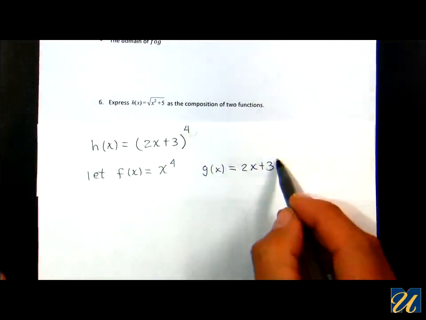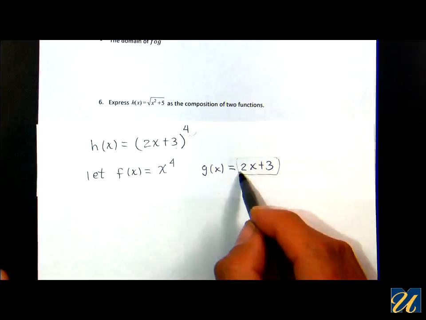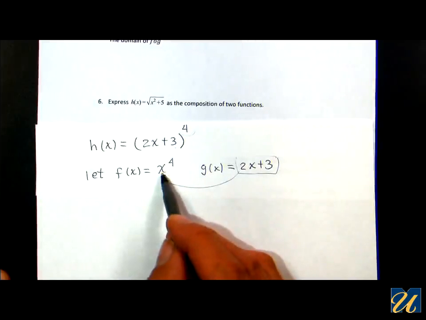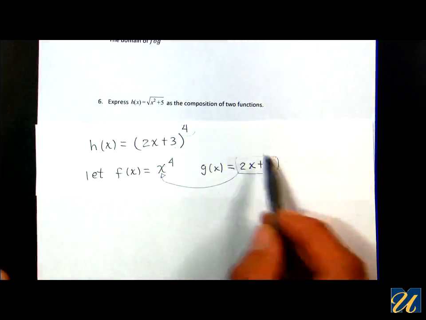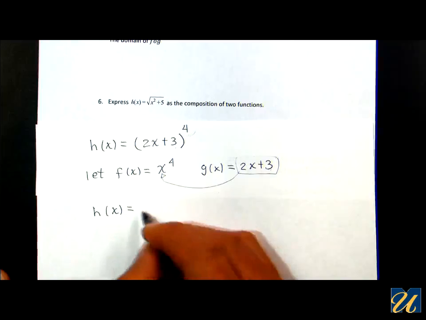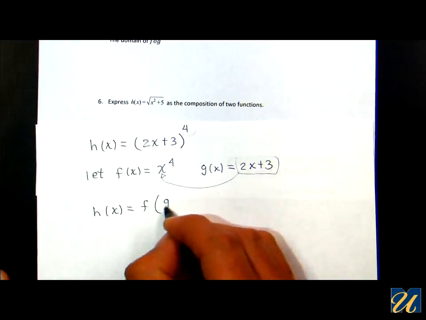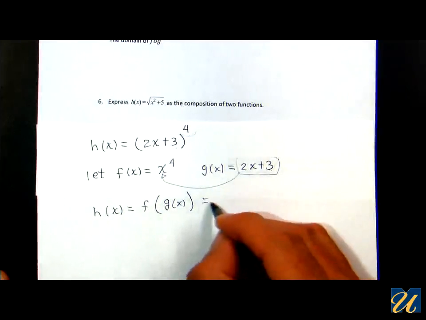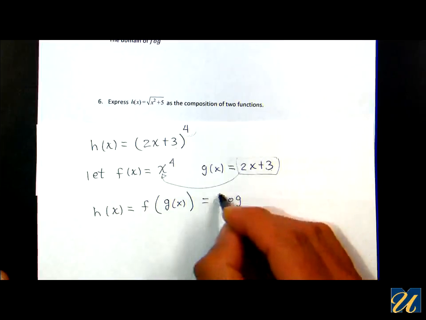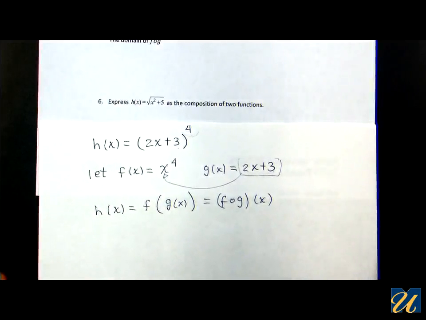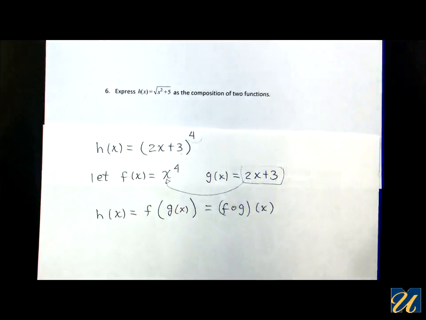And you can see, if you take g of x and put it inside there, replace this x here by the entire g of x function, you will get h of x, which means that h of x is found by putting the g function inside the f function. So it's f of g, or in the other notation, it's f composed g of x, like that. That concludes section 2.6 problems.